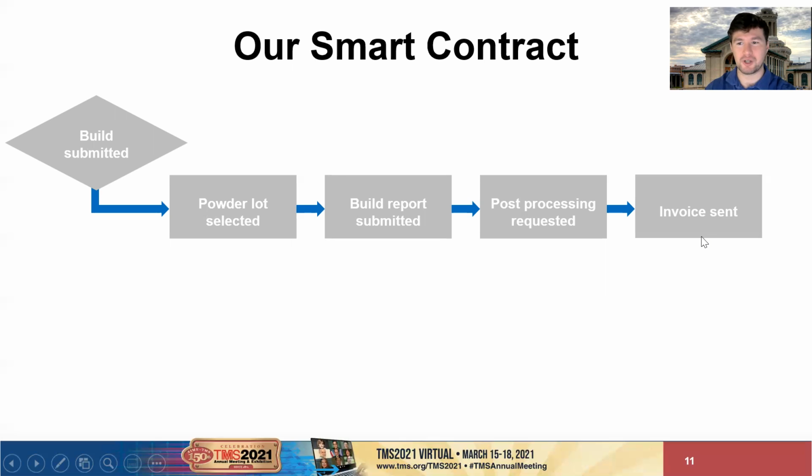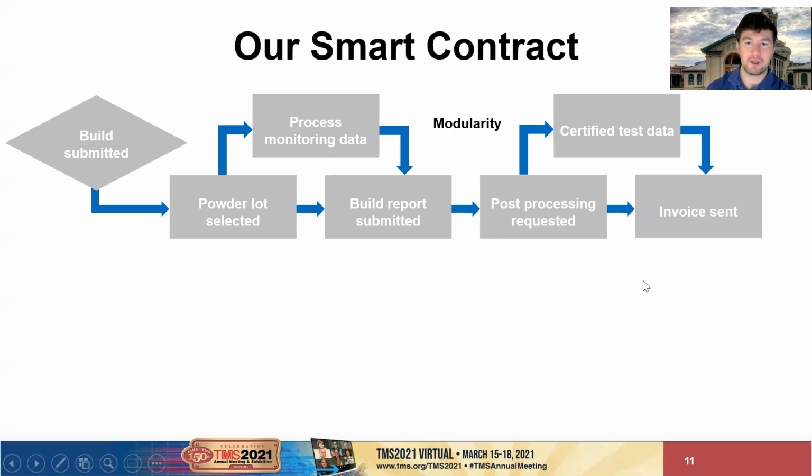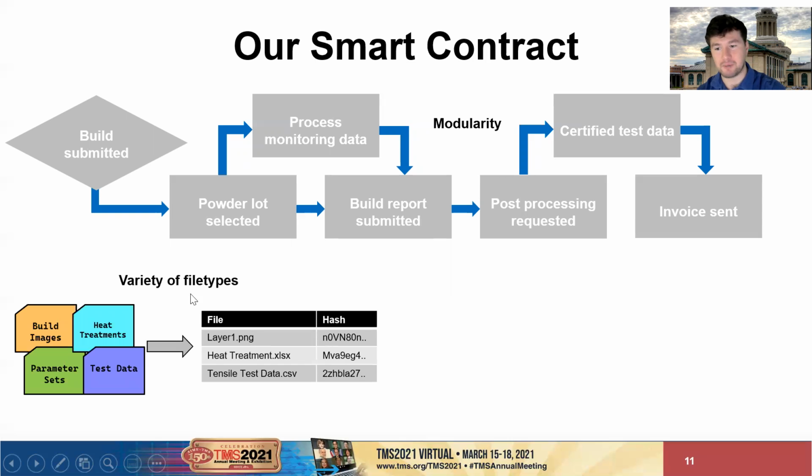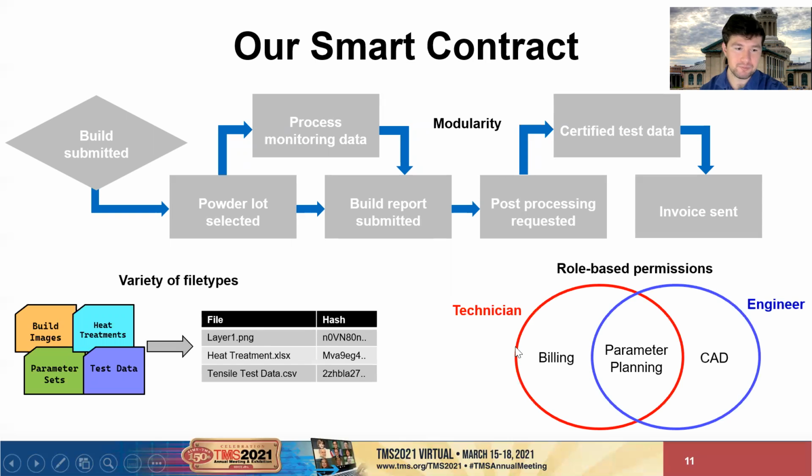And I want to just touch on some of the key properties and benefits of the smart contract as I have it constructed here. So first is modularity. You can obviously adjust the order in which these take place, add different steps. So if you want to start including process monitoring data or test data, you can easily do that and have these happen asynchronously or in some sort of procedural manner. Of course, we're also accepting a variety of different file types. And a unique property here is that this allows you to apply role-based permissions.